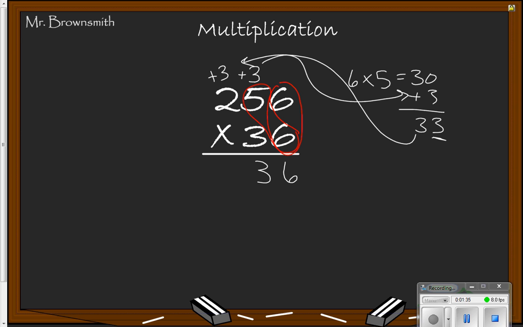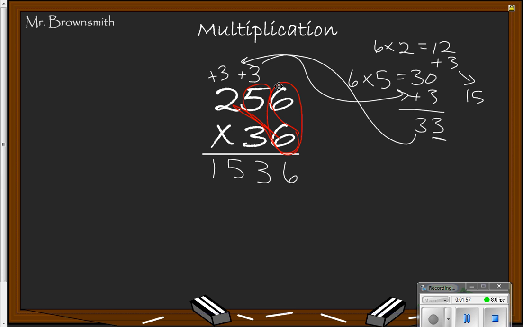Because now we're going to multiply the 6 and the 2 here, and 6 times 2 is 12, and we add that other 3 to make it 15. And we just write our 15 because that's the furthest place value. So now we're done with the 6.